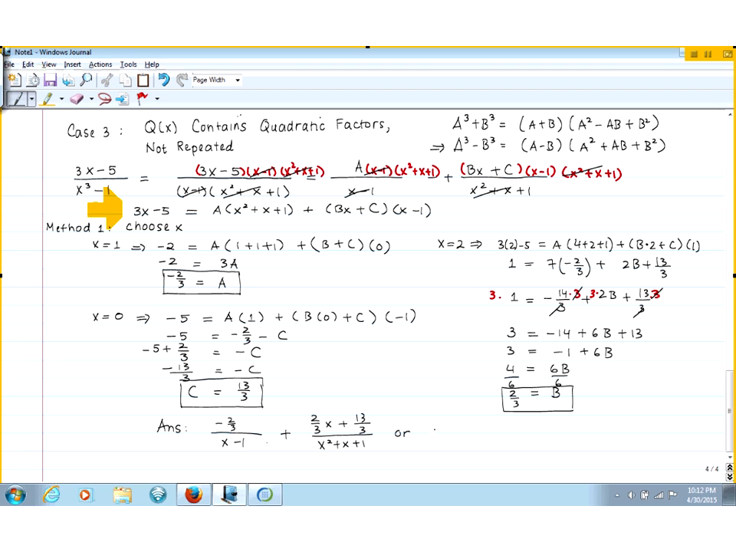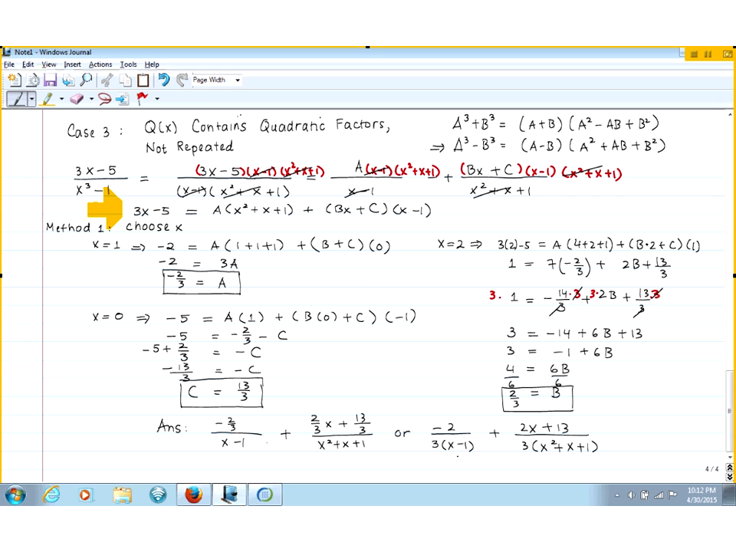Okay, is there another way to write this? Well, yeah. This is okay, or you could write it as negative 2 over 3 times x minus 1, plus, well, the denominator is 3, 2x plus 13 divided by 3 times x squared plus x plus 1. Okay, so either way should be fine.